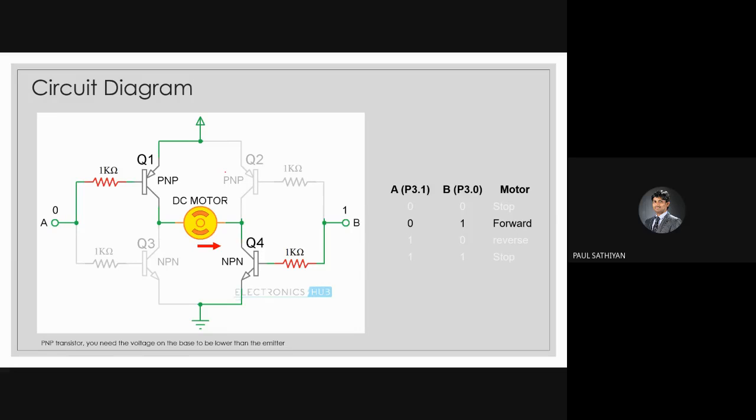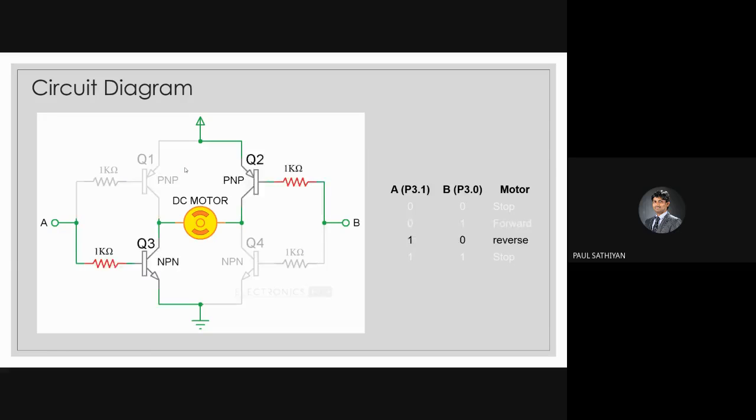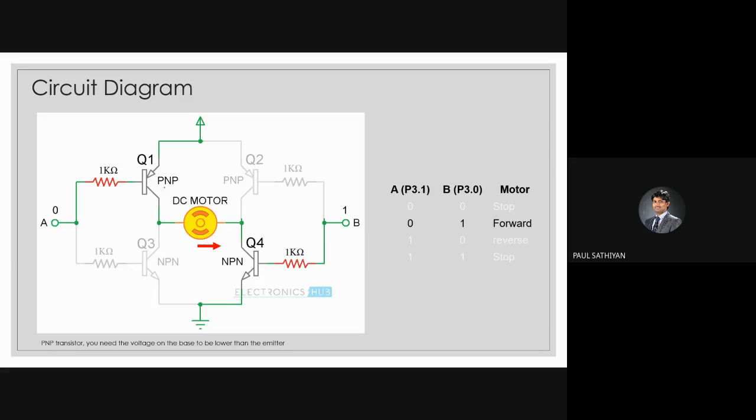If you could see, we have PNP type transistors as well as NPN type transistors. Using such transistors, we can control both speed as well as direction. And we have two control signals, A and B. By giving either 0 or 1 as the value here, you can control the direction of the motor.